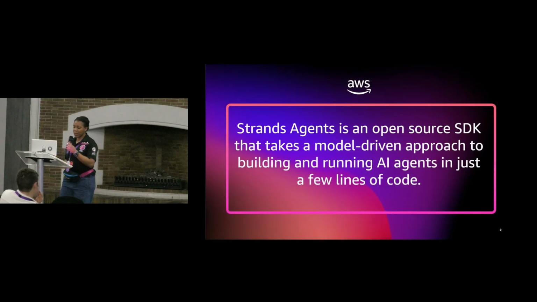So then I find out about Strands. And what is Strands? Strands is the open source SDK that we have on AWS that we released. This SDK takes a model-driven approach to you building and running your AI agents in just a few lines of code. And later on, we will take a look and see what these few lines of code actually look like.